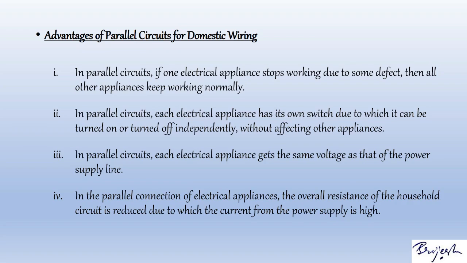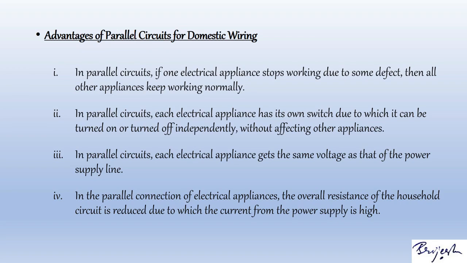Second, in parallel circuits, each electrical appliance has its own switch, due to which it can be turned on or off independently without affecting other appliances. For example, all the bulbs joined in parallel in a house have separate switches, due to which we can switch on or off any bulb as required without affecting other bulbs in the house.